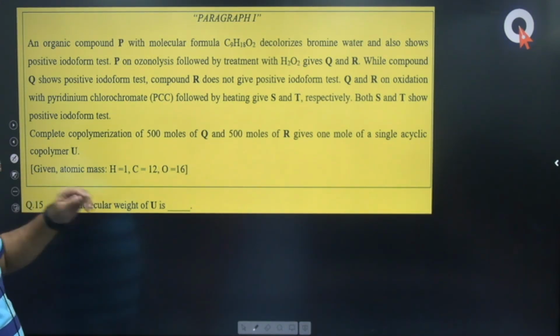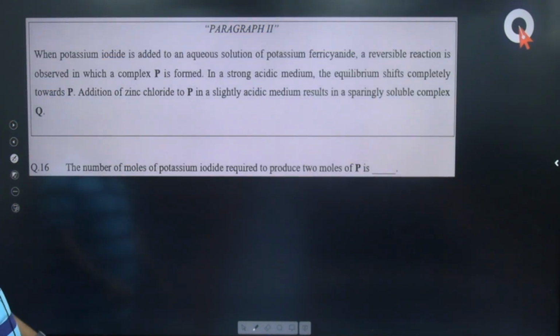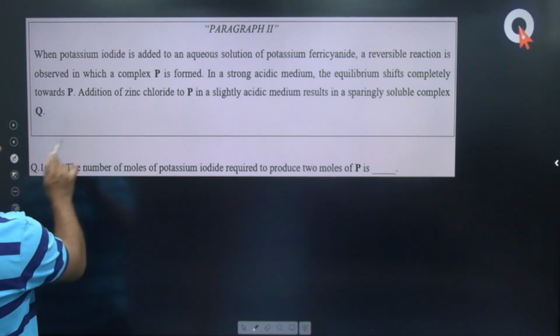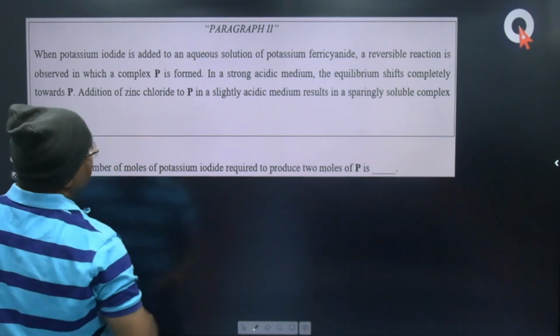What is the molecular mass of U? Okay, the next. Potassium iodide is added to an aqueous solution of potassium ferrocyanide. A reversible reaction is observed and a complex is formed. In the strong acidic medium, the equilibrium shifts towards P. Then on addition of zinc chloride, P in slightly acidic medium changes into a sparingly soluble complex. So these are the basic standard questions which are there in qualitative analysis.